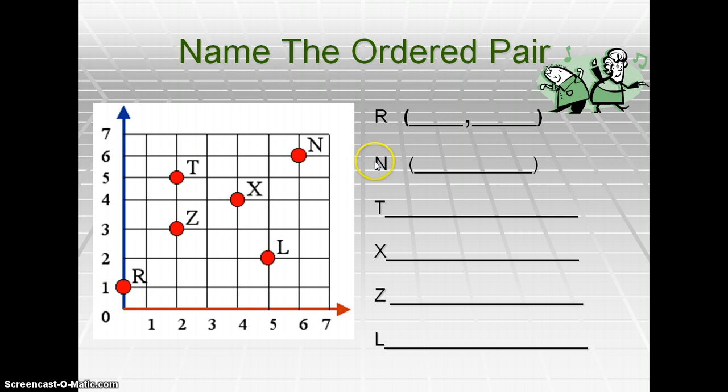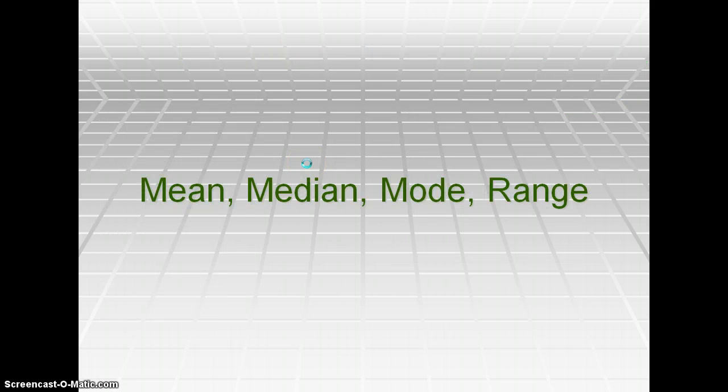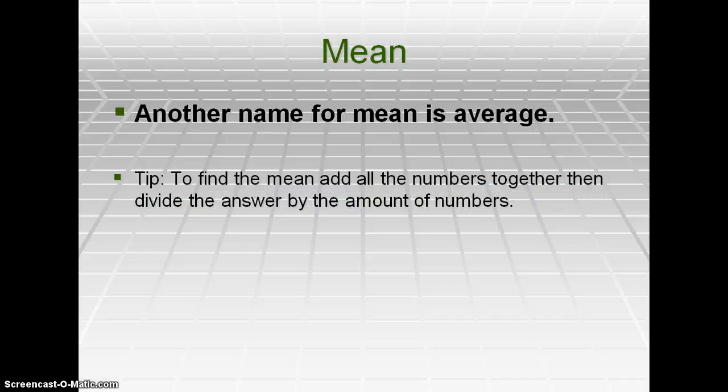So the student would then come up here and have a chance to write on the whiteboard 0 and 1 represented by the R dot. And so on and so forth. The same would follow suit for the rest of the plots on the coordinate plane. I would then transition over into mean, median, mode, and range.